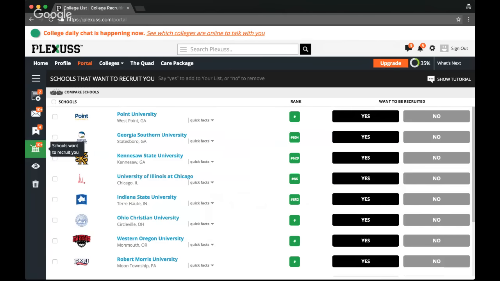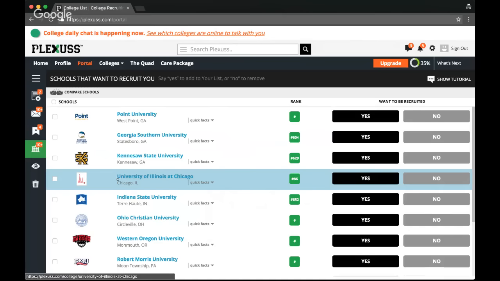Moving on to this area here, this is schools that want to recruit me. We can see here that University of Illinois at Chicago has reached out and expressed interest in my account on Plexuss. Because I'm interested in being recruited by University of Illinois at Chicago and I want to learn more about the school, I'm going to go ahead and click yes.